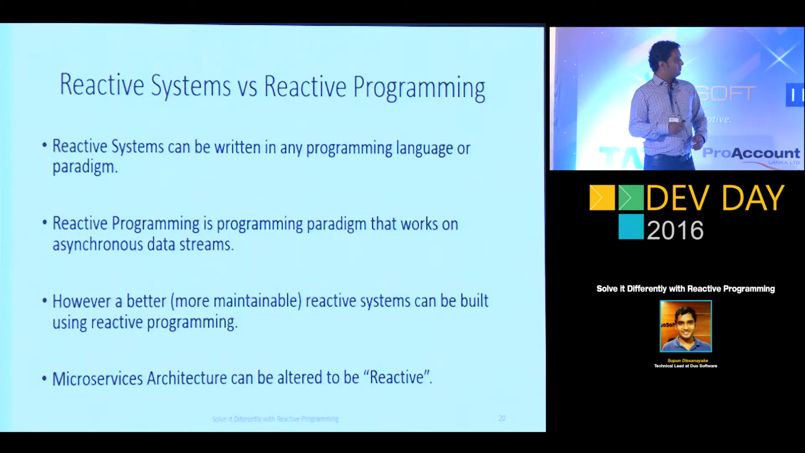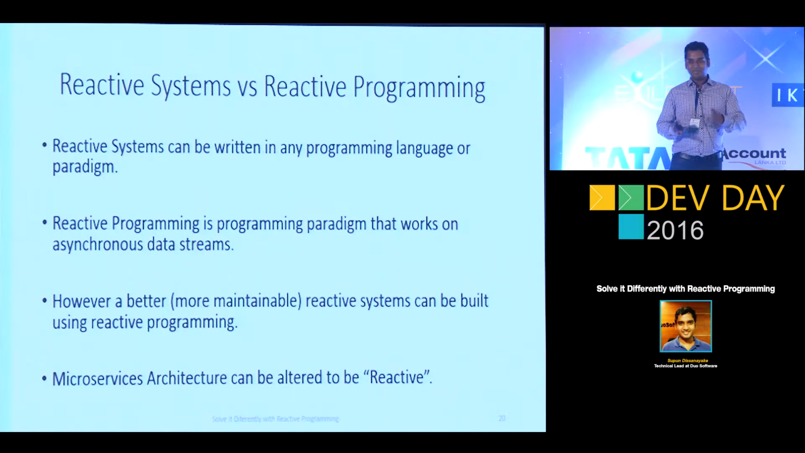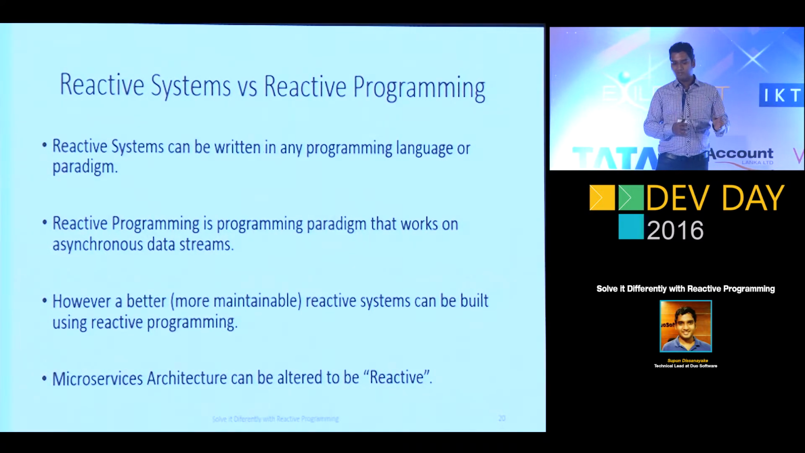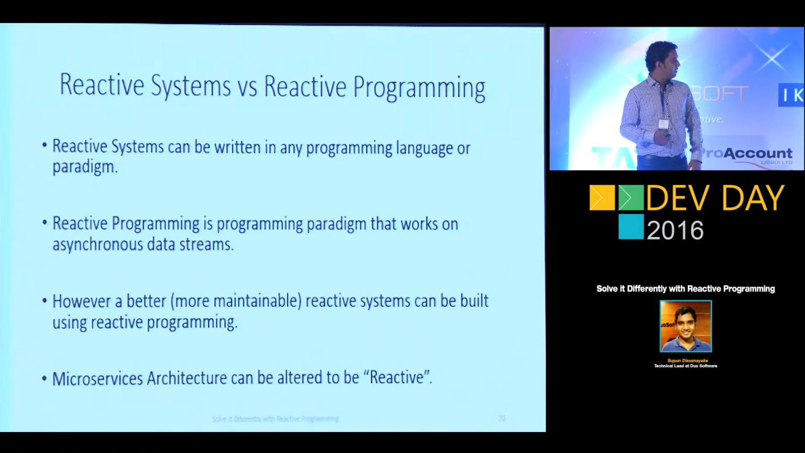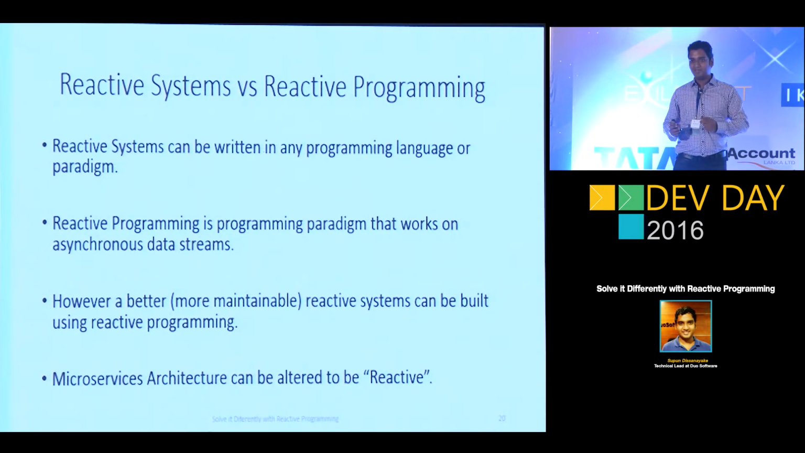Now, that's the difference between reactive programming and reactive systems. As I mentioned before, reactive programming is a programming paradigm, while reactive systems are a defined set of characteristics that should be there in modern architectures. However, if we combine both approaches, reactive programming and reactive systems, we can build better systems with better maintainability.